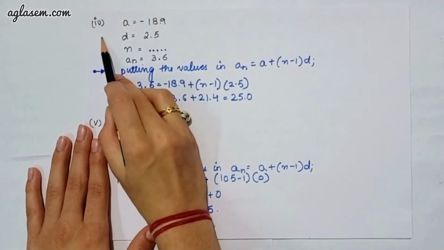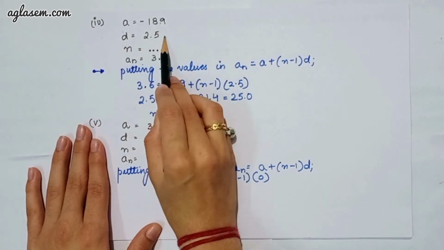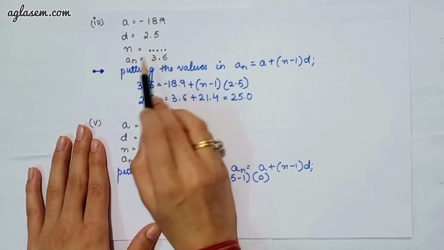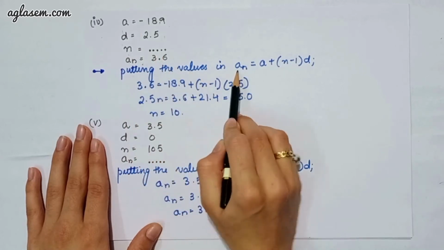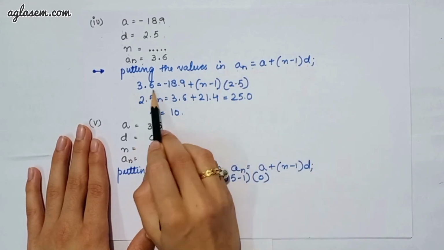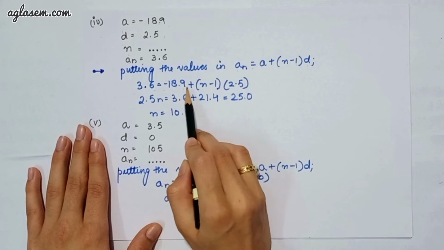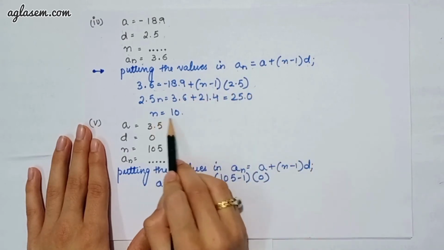The fourth part says A is equal to minus 18.9, D is equal to 2.5 and N is not given to us. AN is equal to 3.6. Now we have to put the values in AN is equal to A plus N minus 1 into D. So 3.6 is equal to minus 18.9 plus N minus 1 into 2.5, which will give you N as 10.